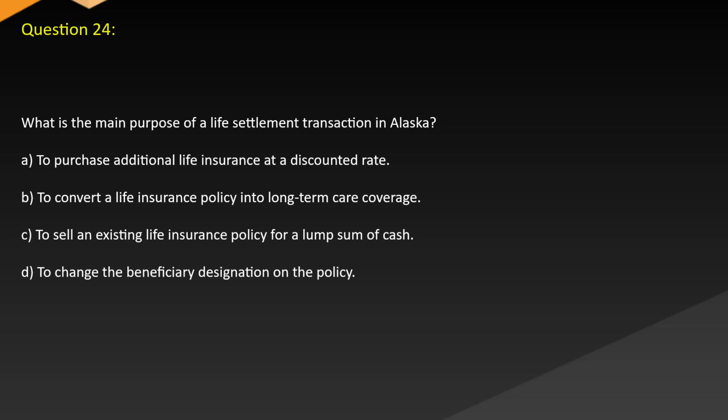Question 24. What is the main purpose of a life settlement transaction in Alaska? A. To purchase additional life insurance at a discounted rate. B. To convert a life insurance policy into long-term care coverage. C. To sell an existing life insurance policy for a lump sum of cash. D. To change the beneficiary designation on the policy.